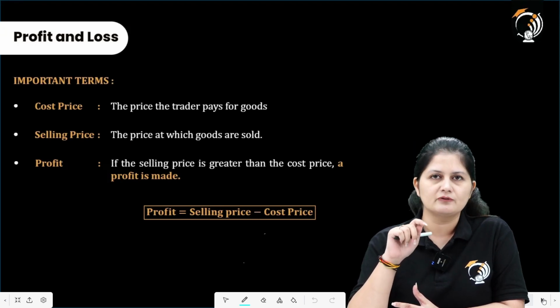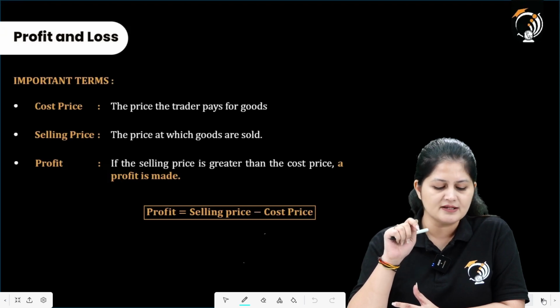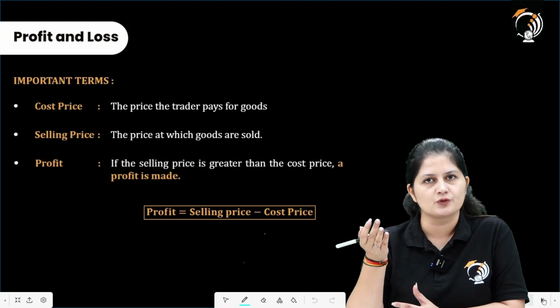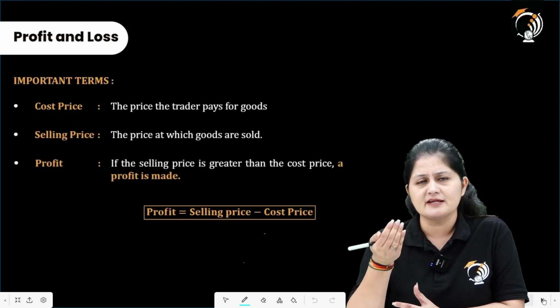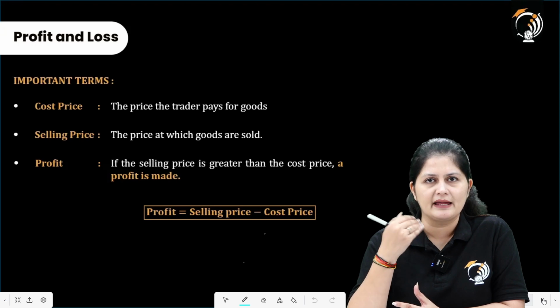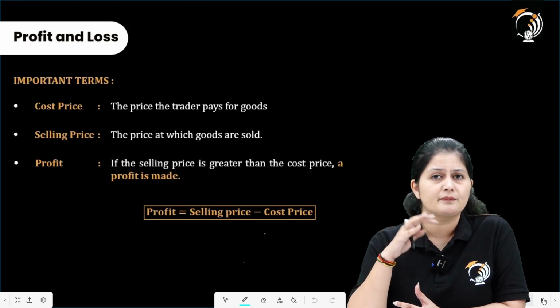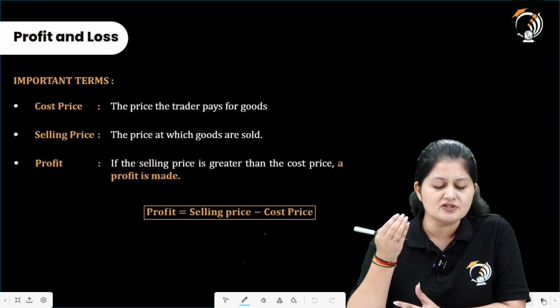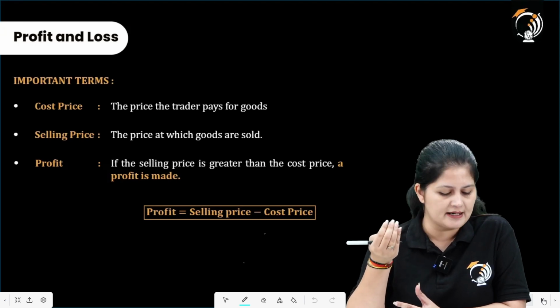Further, the next term that we have here is selling price, the price at which the goods are sold. Whatever the price at which the goods are sold, that is known as the selling price.